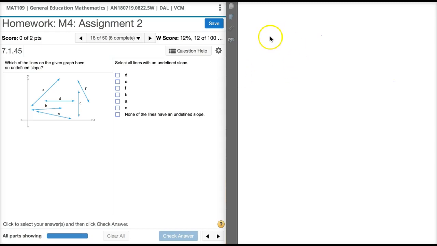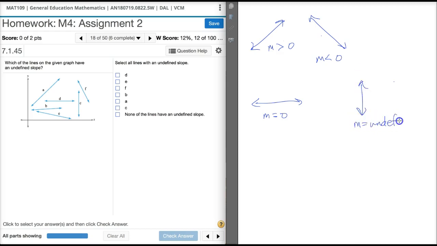I'll remind you, if we have a line that goes up from left to right, then the slope is positive. If we have a line that goes down from left to right, the slope is negative. If we have a line that is flat, or we call it horizontal, the slope is 0. And whenever we have a line that's vertical, the slope is said to be undefined, or sometimes we say that the slope is infinite.